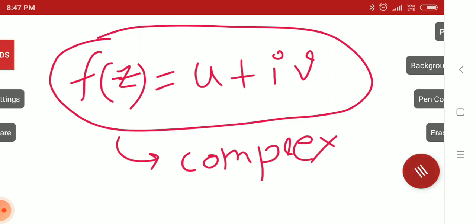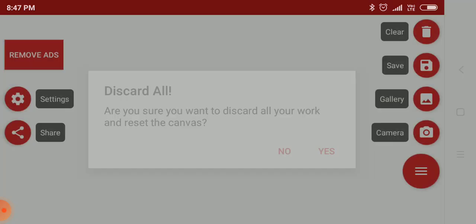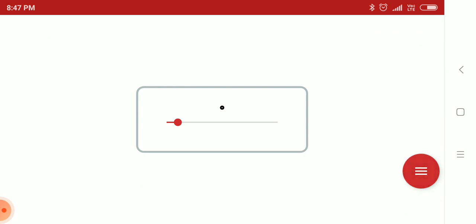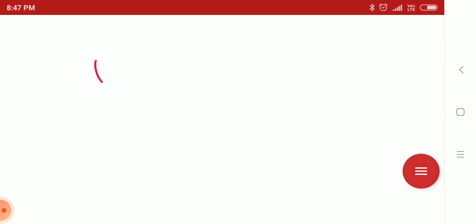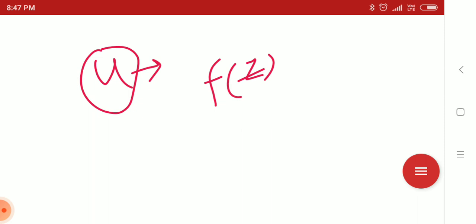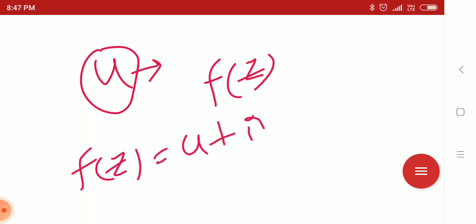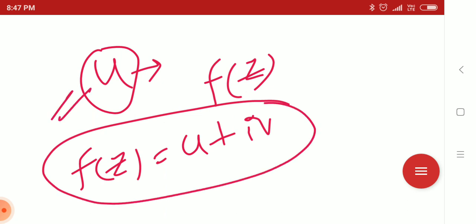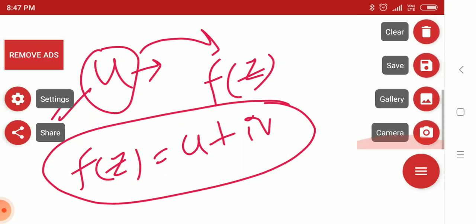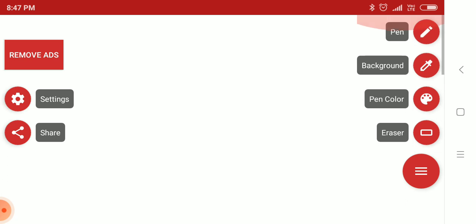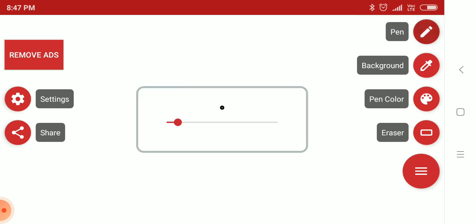Suppose you have been given the real part of that function, that is u, and you are asked to find f(z). You know that f(z) equals u plus iv. Now in your question u is given and you are asked to find f(z). How can you find that? For finding that, one method is the Milne Thomson method. So let's start the discussion about that.